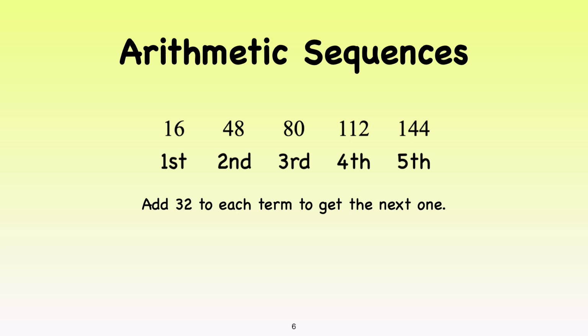Here's the sequence described in your book about the skydiver. In the first second of his fall, he fell 16 feet. In the next second, he fell 32 feet more than that, or 48 feet. In the third second, he fell 80 feet, and so forth.